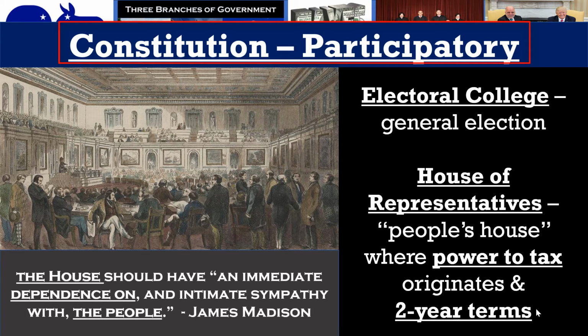Well, despite electors filtering our votes in the Electoral College, the framers did allow the people to vote in general elections for our president. But your most obvious example is the House of Representatives, the only part of the government originally elected directly by the people. Sometimes called the People's House, it was given a 2-year term, which James Madison said would make it dependent on the people. So we definitely see the participatory model there.